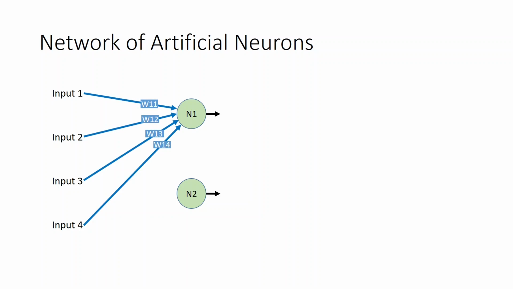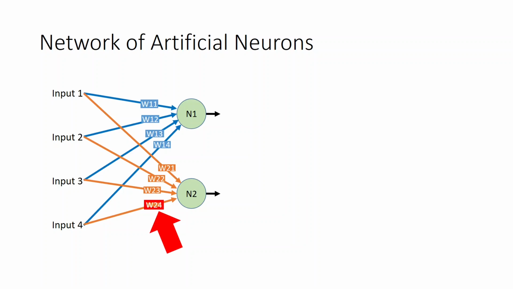The 4 inputs can be connected directly to neuron 1, as shown by the 4 blue arrows here. Each connection has its own synaptic weight that we represent with the boxes. The inputs can be connected to multiple neurons. In this example, the inputs are also connected to neuron 2, as shown with these orange arrows. The weights are numbered by the input and neuron number. Thus, the weight connecting input 4 to neuron 2 is labeled as W24, as shown by the red box.